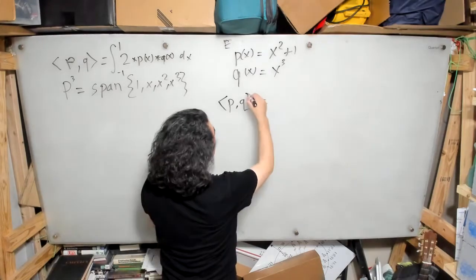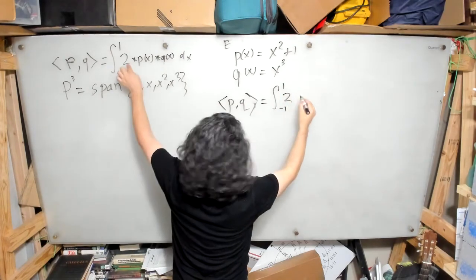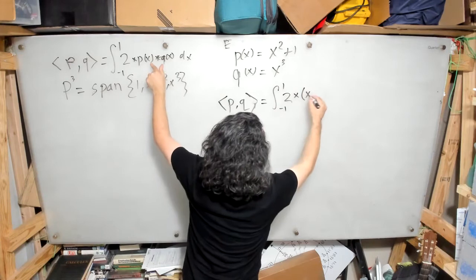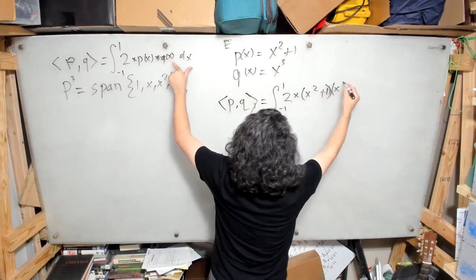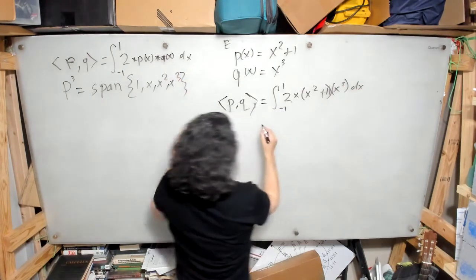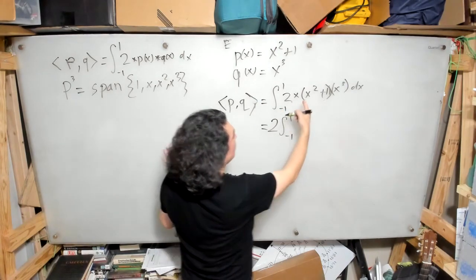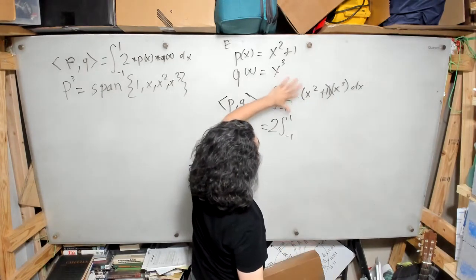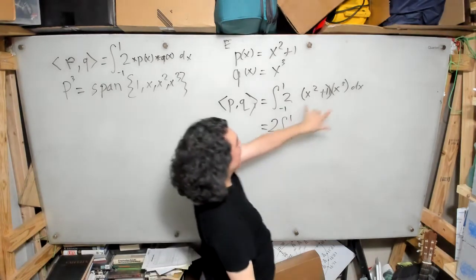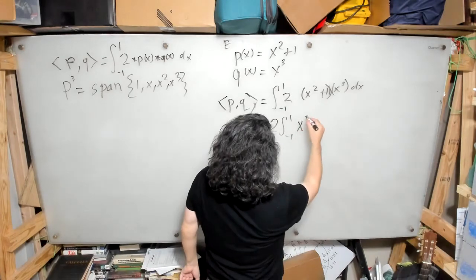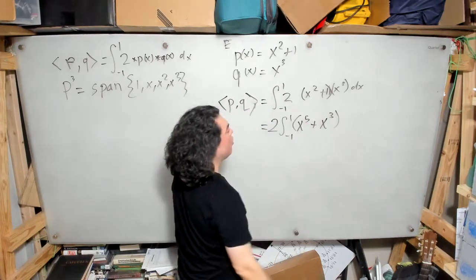the integral from -1 to 1 of 2 times p of x, which is x squared plus 1, times my q of x, which is x cubed, dx. Now I can pull this 2 out, of course. Integral from -1 to 1. Now I can multiply this out. That's just a multiplication, but it confuses us because there are x's here. So that would be x to the 5th plus x cubed.